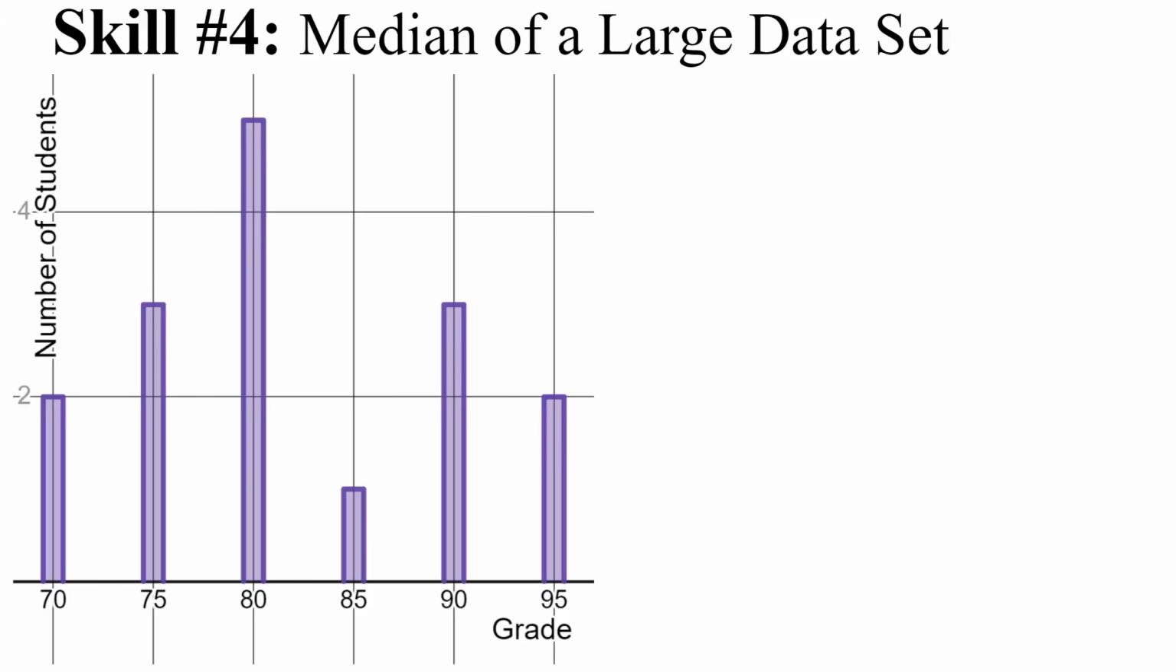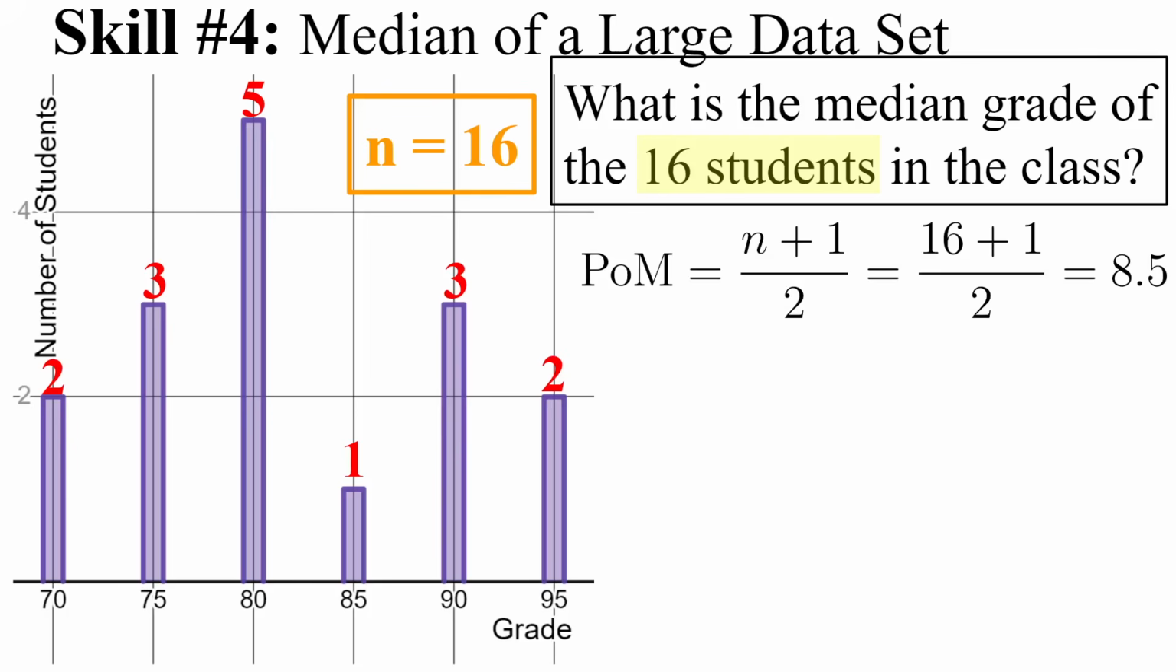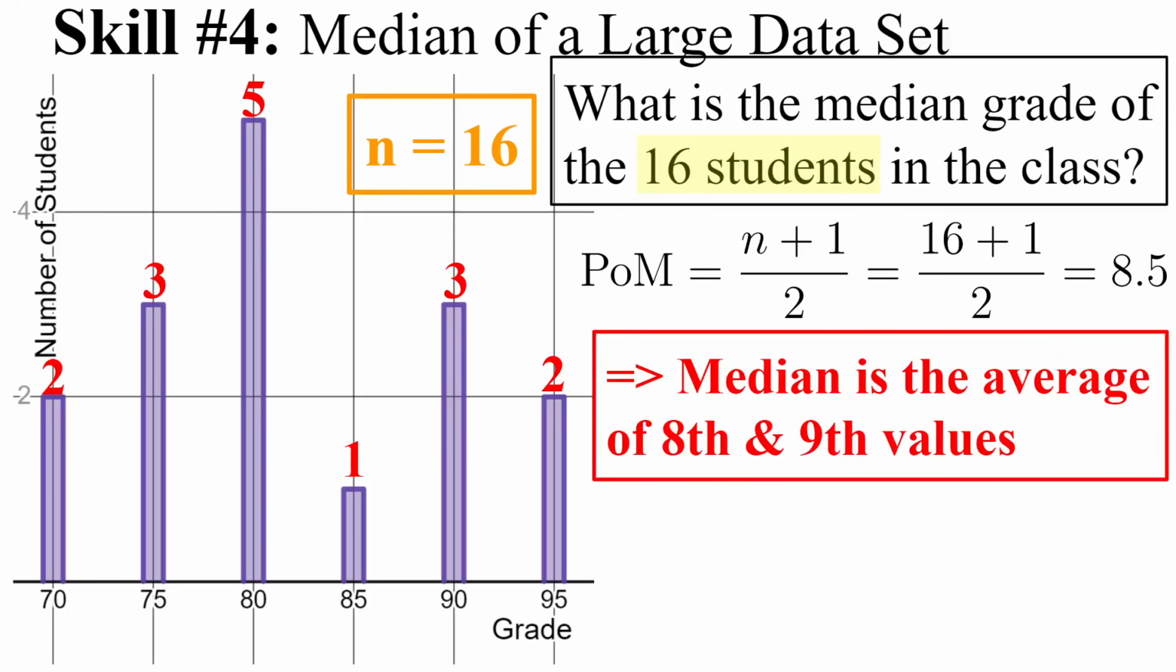Great, let's do the median now. Same thing, n is 16. And we're going to do the position of median formula, n plus 1 over 2. 16 plus 1 over 2 gives you 8.5. 8.5 is smack between 8 and 9. So the median is going to be the average of the 8th and 9th data values.